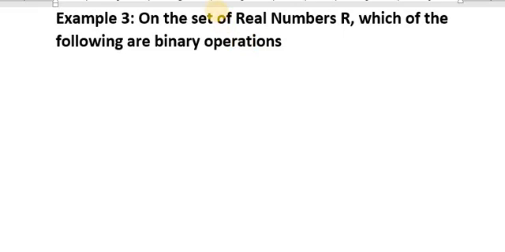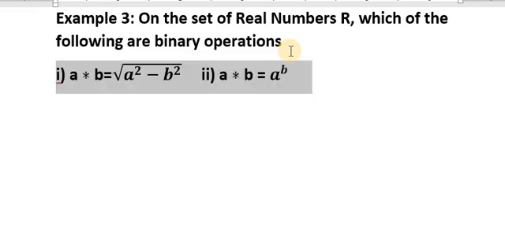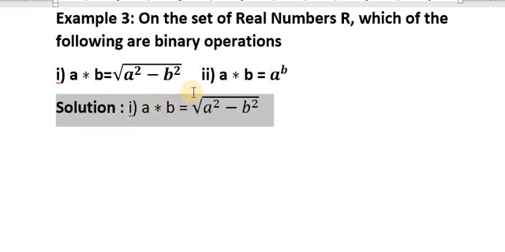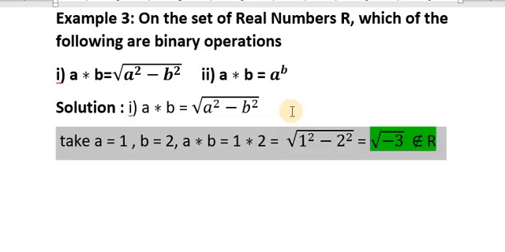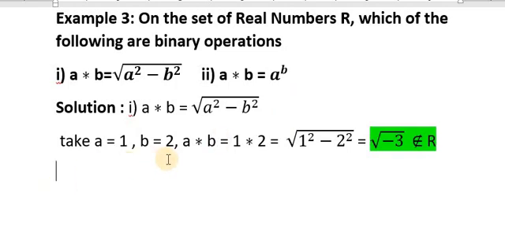Example 3. On the set of real numbers, which of the following are binary operations? Here I have taken two problems. a star b is equal to root of a squared minus b squared, and a star b is equal to a power of b. First one, a star b is equal to root of a squared minus b squared. To solve this one, I have taken a is equal to 1, b is equal to 2. Then a star b is equal to 1 star 2, which is equal to root of 1 squared minus 2 squared. So that is 1 minus 4, which is the root of -3.